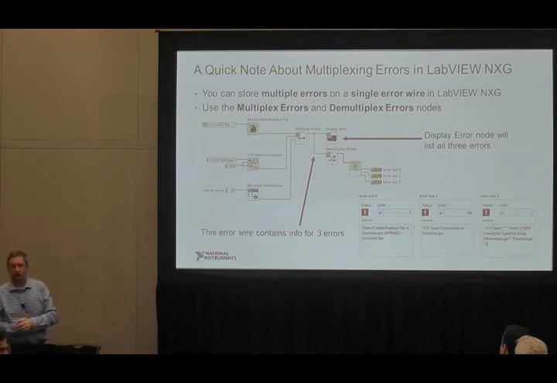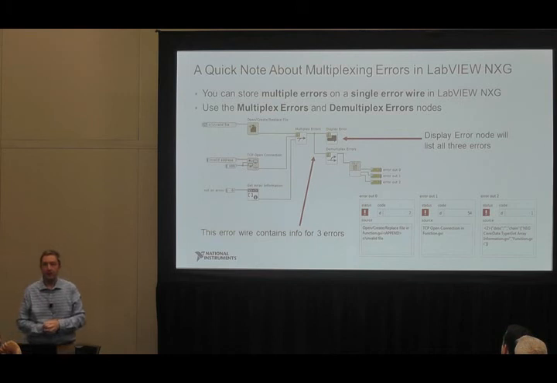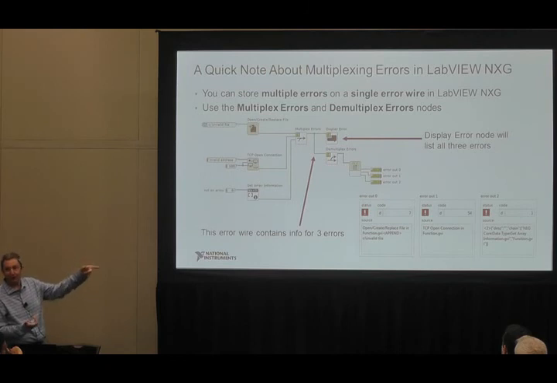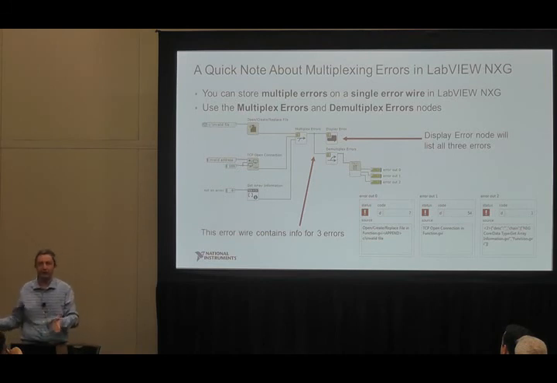Yes, it doesn't know how many errors. Would it know how big the array is? Oh, so demultiplex just returns an array. I know there's 3, so I indexed out 3. If I had indexed a 4th, it would just be no error because there wasn't a 4th error. You could do array size and figure out how many are in there. Is there another question? Nope. All right. So anyway, just a cool thing about enhanced error functionality in NXG.